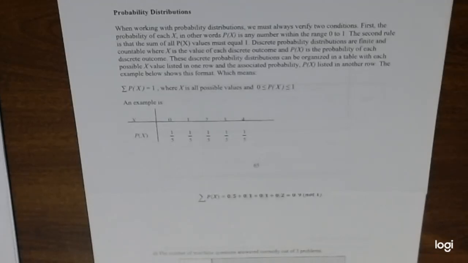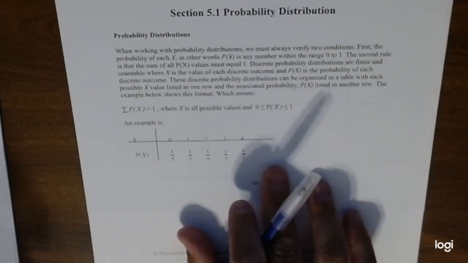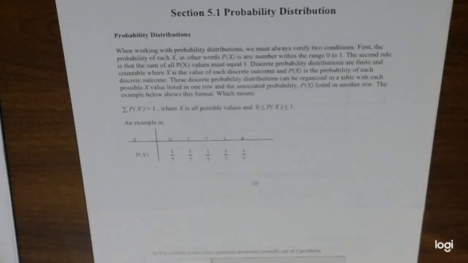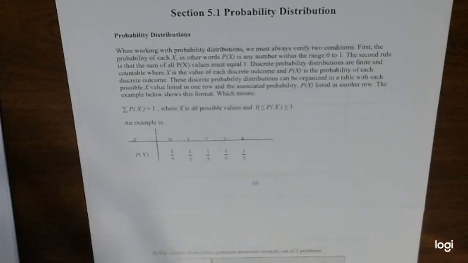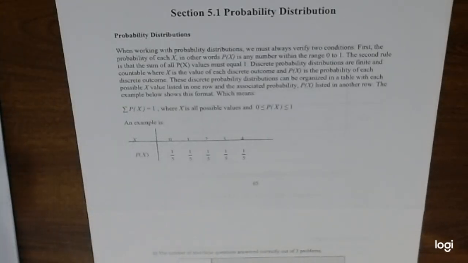All right, everybody. So this is section 5.1, probability distribution. This actually is a really easy section, which is great. It's not going to take too long to deal with. Once we do some examples, you'll see it's actually pretty easy to deal with. But the main thing about this section is a little bit of background information.